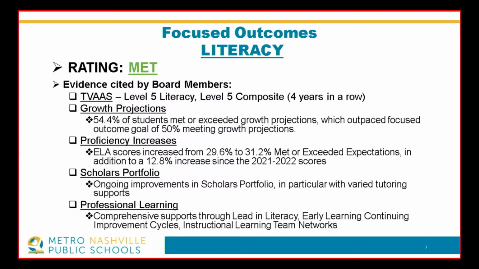And so in this category, the rating was met, and the evidence cited by board members was related to TVOS, so level 5 for literacy, level 5 composite. By the way, we all know this, but that is 4 years now running. On growth projections, we had 54.4% of students meet or exceed their growth projections. In terms of proficiency increases, we saw slight but important increases in our 3 through 8 ELA scores, also across the English categories we'll look at in a minute.